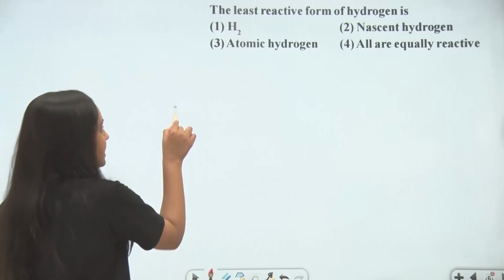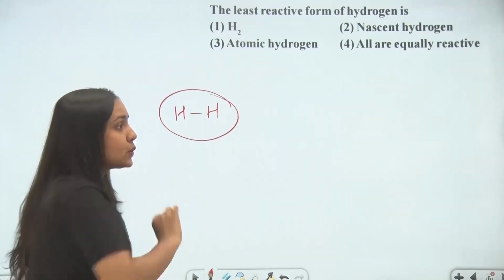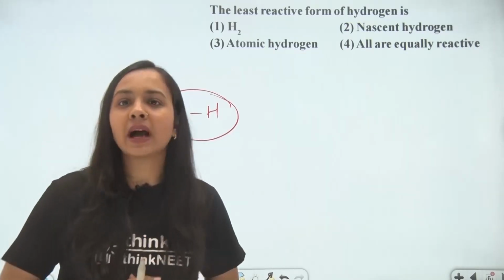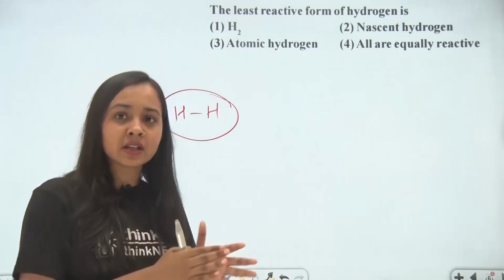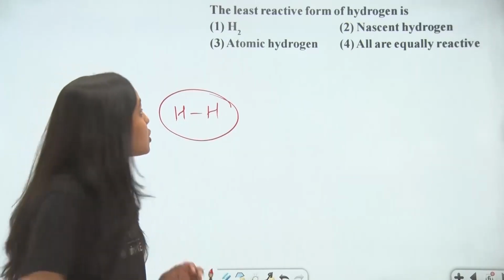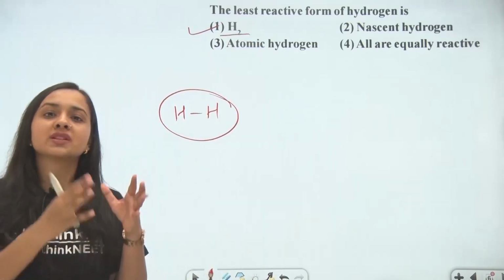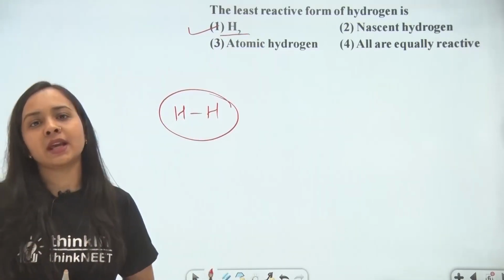Because H2 contains a bond between hydrogen and hydrogen. So due to the very strong hydrogen-hydrogen bond, it will be least reactive, and nascent hydrogen and atomic hydrogen will be more reactive. So option 1 is the correct answer. This is the least reactive form of hydrogen due to a strong bond between hydrogen and hydrogen.